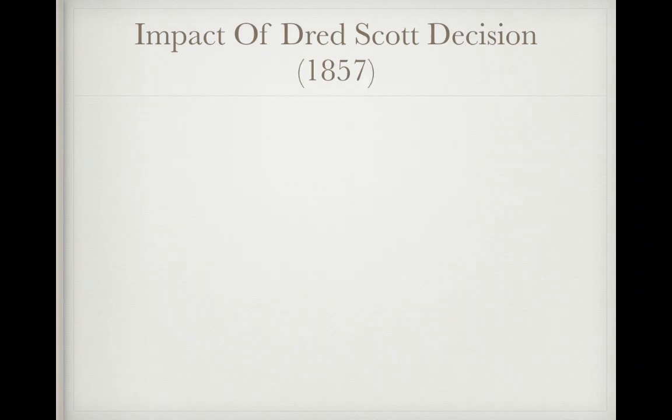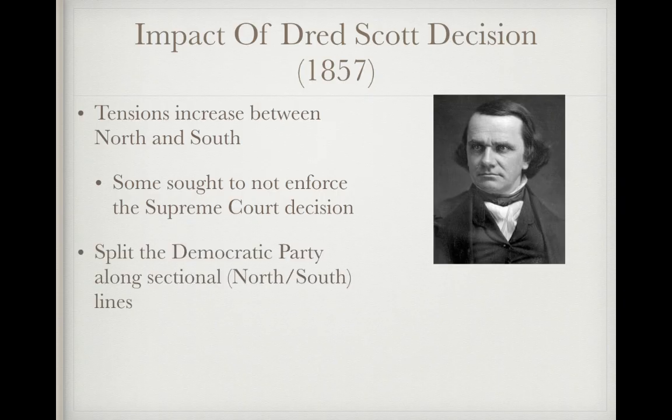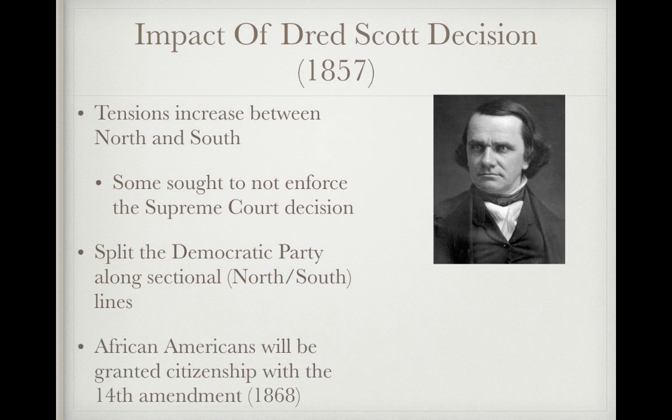So what's the impact of the Dred Scott decision? Well, tensions will increase between the North and the South. Some sought not to enforce the Supreme Court decision, including Stephen Douglas. He basically said if people wanted to vote for a free state, then they could do that. This split the Democratic Party along sectional lines, or north-south lines, which we'll see in the election of 1860. And African Americans will be granted citizenship with the 14th Amendment in 1868. So this requires an amendment to overturn this court case.